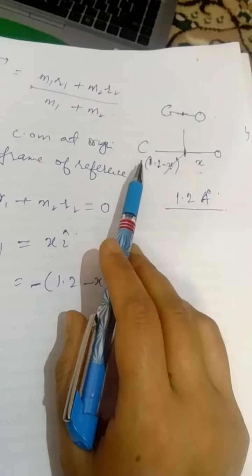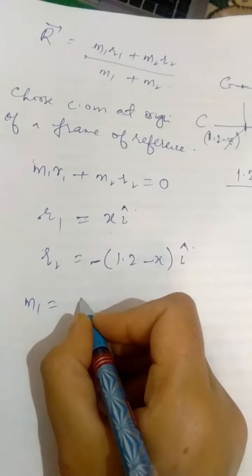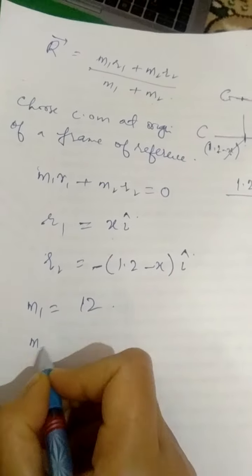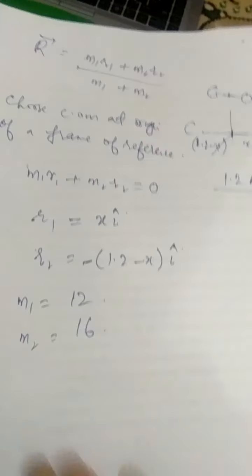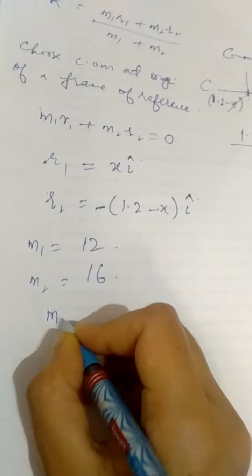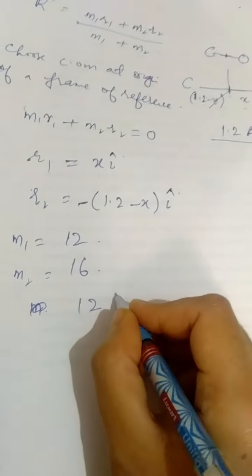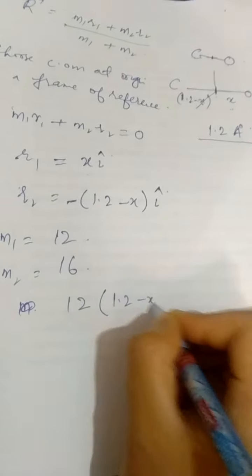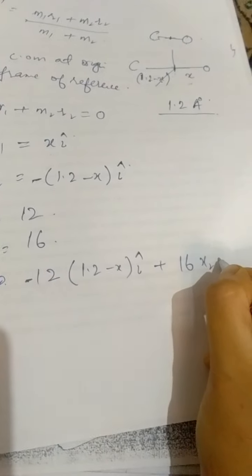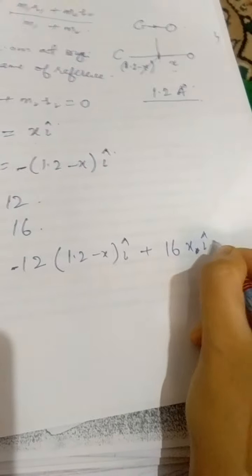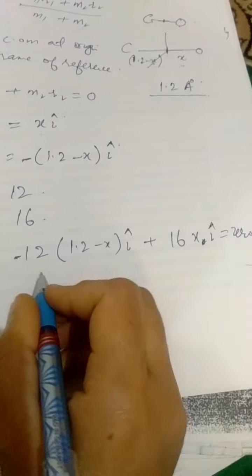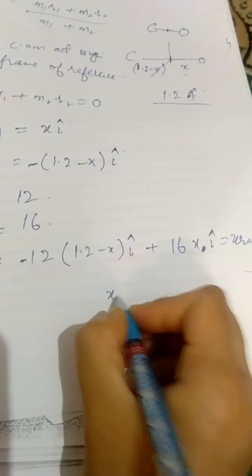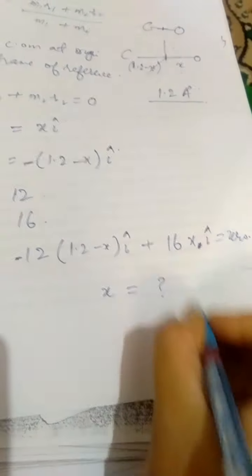So m1 is carbon, right? So its value is 12. m2 is oxygen, its value is 16. Now let's put in the values directly: m1 into x, that is 12 times x, plus m2, that is 16 times (x minus I), is equal to 0. So you can solve it and find the value of x. It's easy.